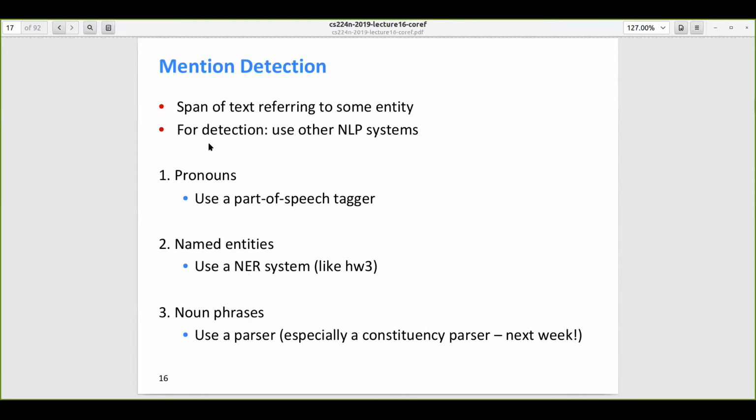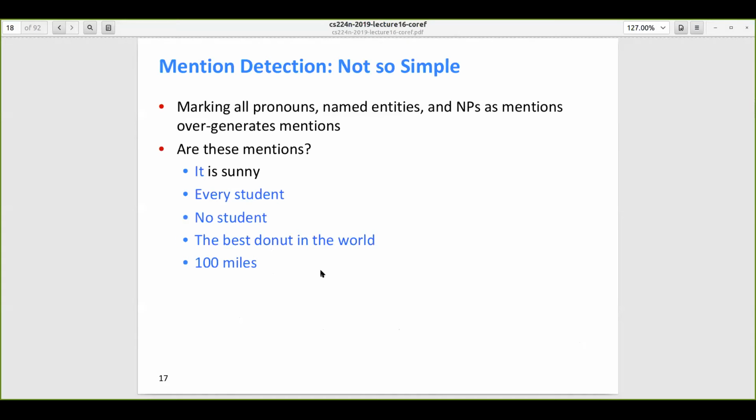So we can use a part of speech tagger to detect the pronouns. And for detecting the entities, we can use something like named entity recognition. And then we can use a parser for detecting noun phrases as well.